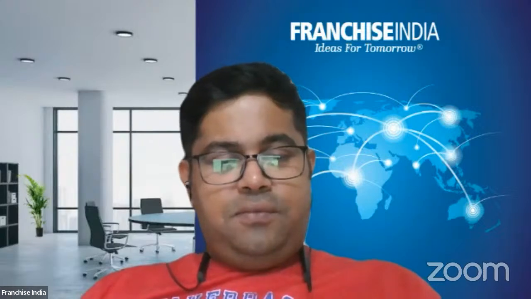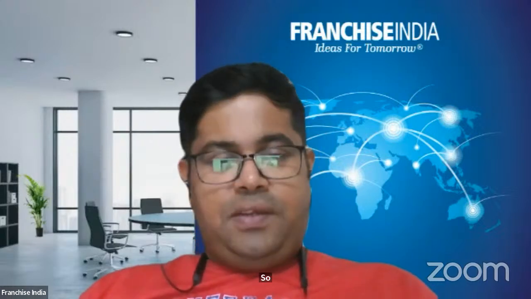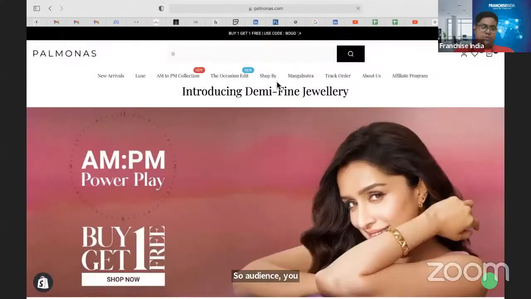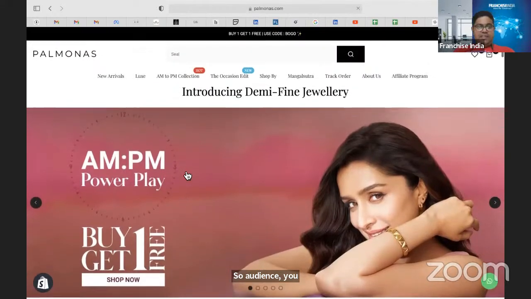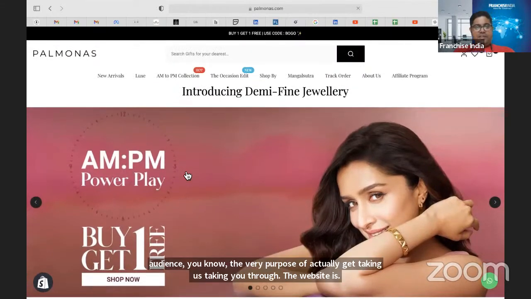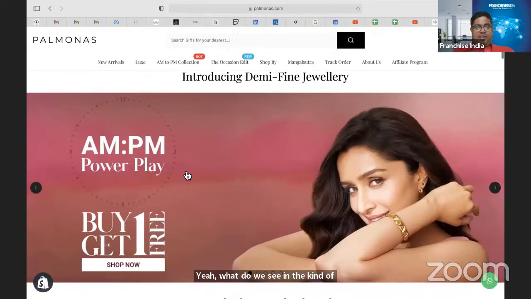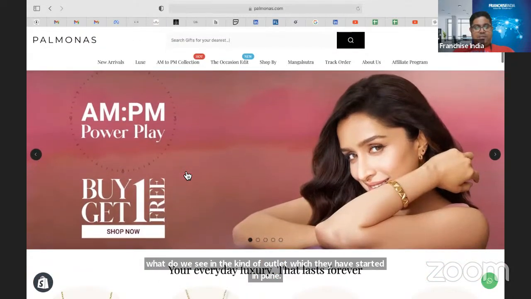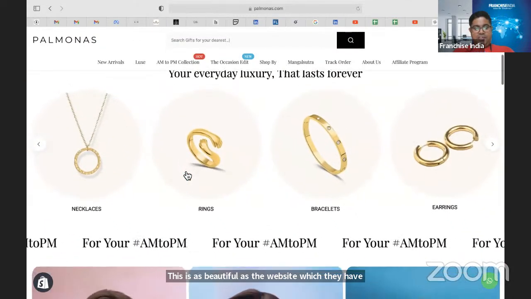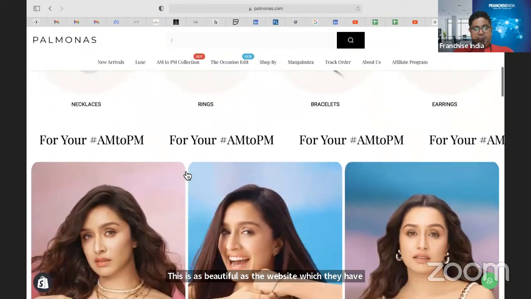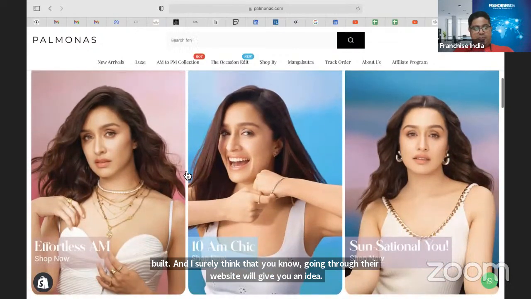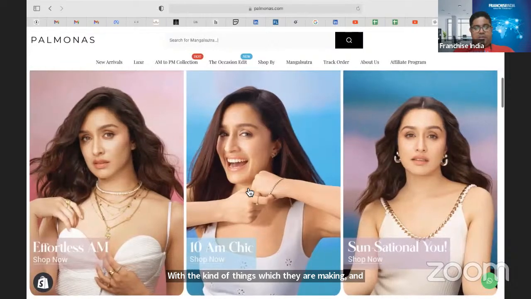So, audience, the very purpose of taking you through the website is, you have already seen the kind of outlet which they have started in Pune. This is as beautiful as the website which they have built, and I surely think that going through their website will give you an idea of the kind of things which they are making, and this will surely make you fall in love with the products.